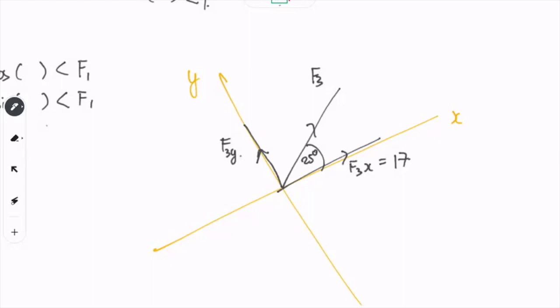Wait. Give me some time. Then press the calculator. Give me the number. 17 divided by cosine 25. F3 is... Yeah, correct. This should be called the Mr. Cecil theorem.